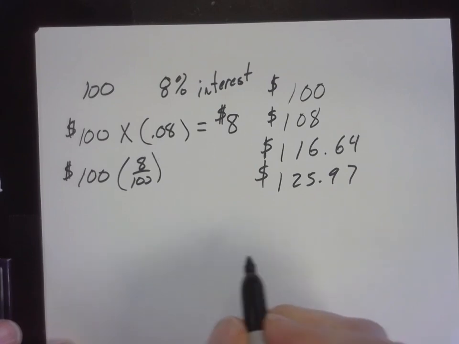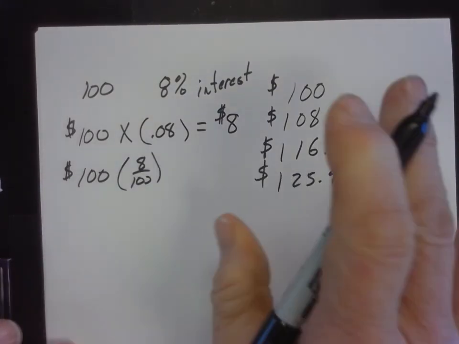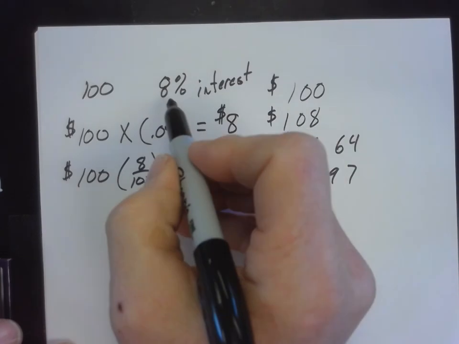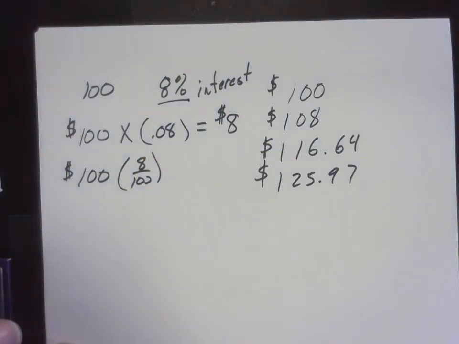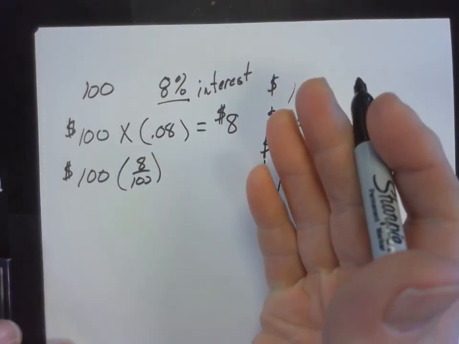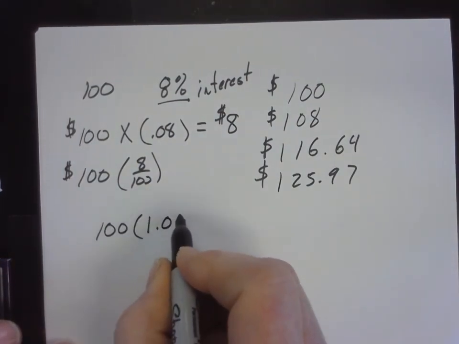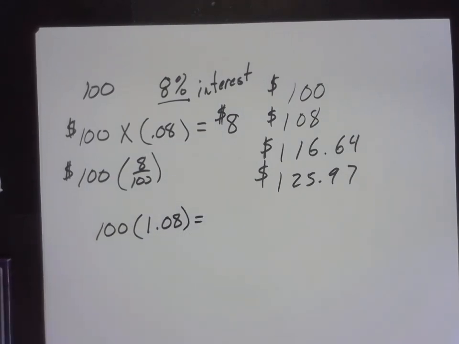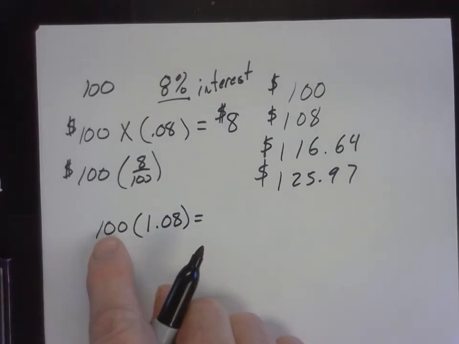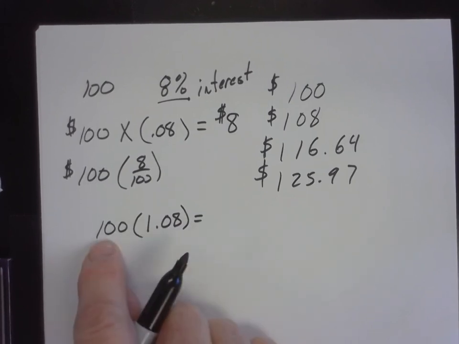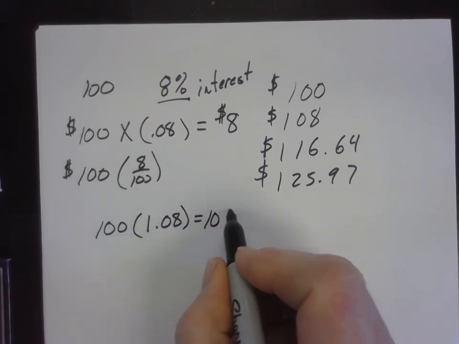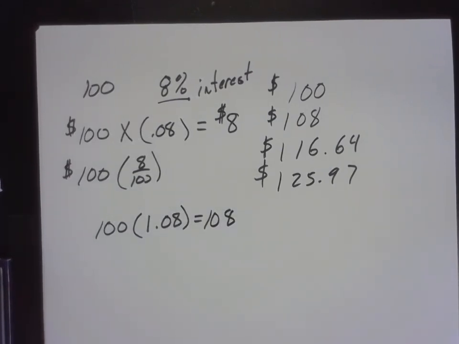What we do is we take whatever we have, and if we're going to increase by 8%, we add 100% to that. So if I take 100 and I multiply that by 108%, what's 1 times 100? 100. And what's 0.08 times 100? 8. This gives me 108. So if we add 100 to the percentage that we're trying to increase by, it'll give us that original amount plus the increase.